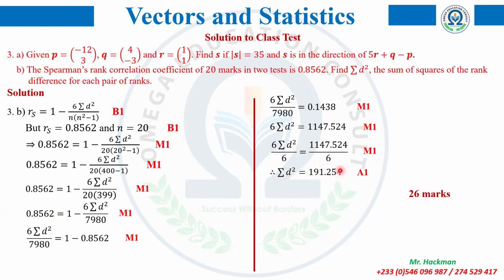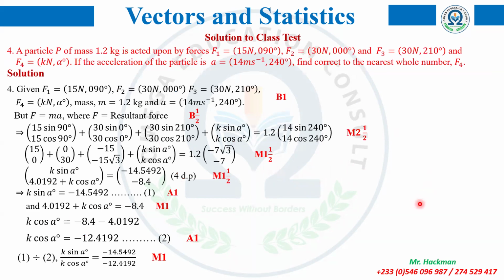If you like, you can attach 0. Usually we leave our answer in 4dp, but this is equally the same, so it can also be admitted as your answer as well. So that will be it for question 3. Total marks will be what? 26. So now let's look at the last question.